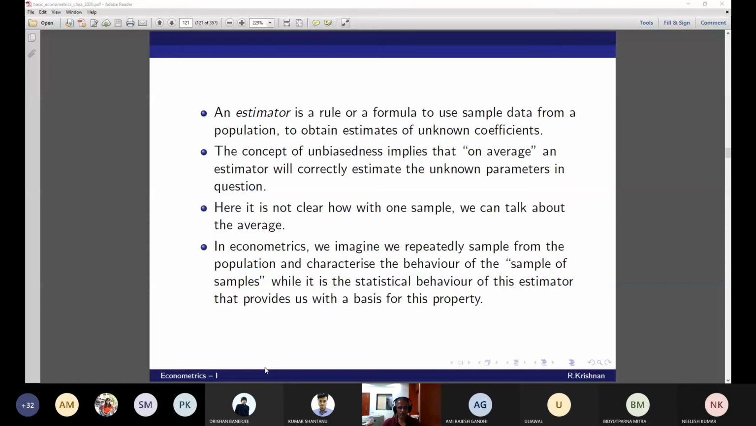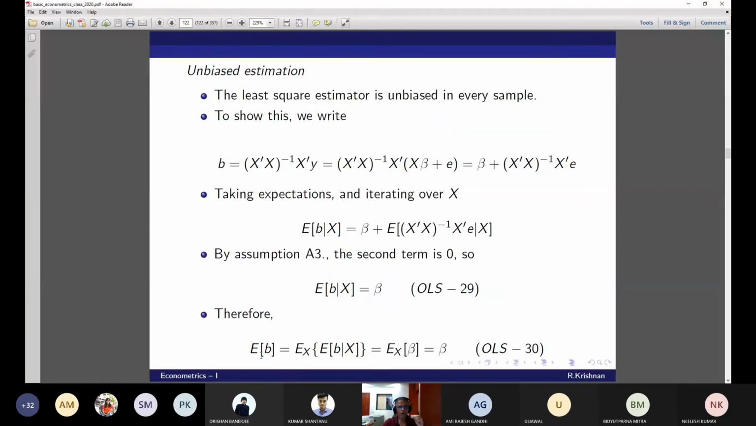This is the idea of unbiasedness. Okay, unbiased estimation. The least squares estimate is unbiased in every sample. To show this, we write it the following way. The second bullet point is known as writing the estimator in deviations form. In deviations form, as we have already seen, we are writing everything as deviations from the mean.